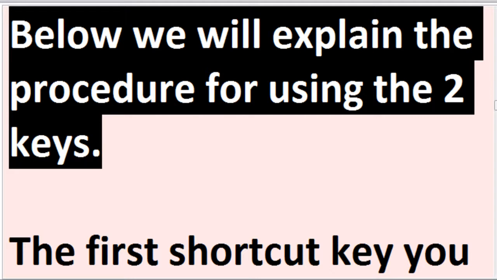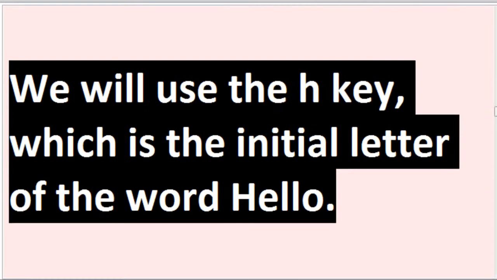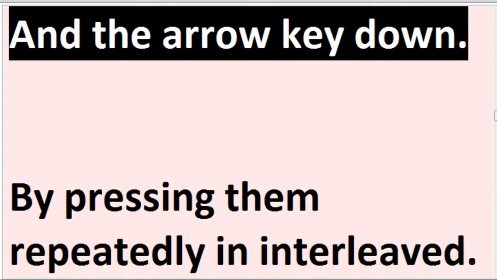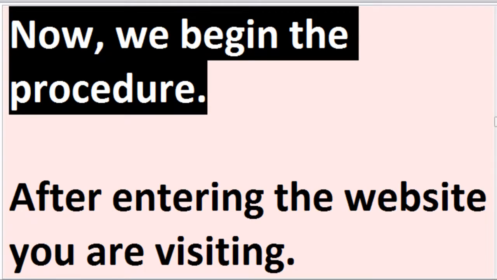Below we will explain the procedure for using the two keys. The first shortcut key you will use will be to search the headlines. We will use the H key, which is the initial letter of the word hello, and the down arrow key, by pressing them repeatedly and interleaved. Now, we begin the procedure.